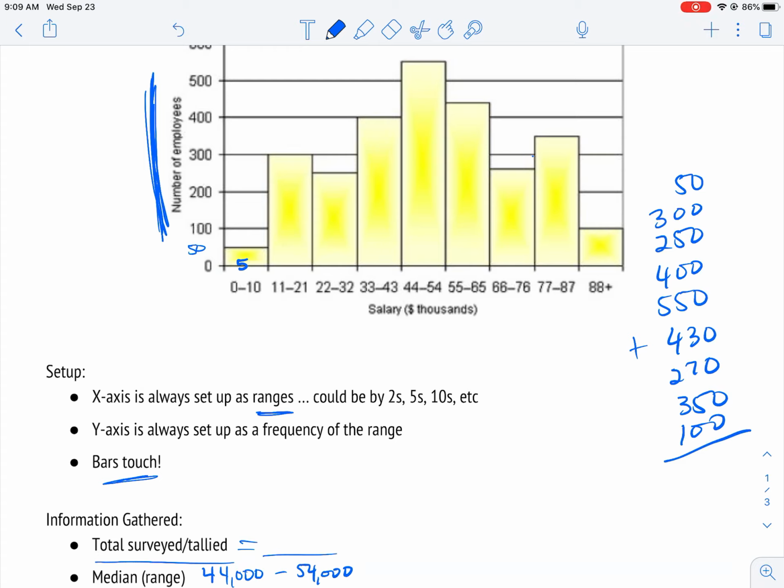Between 11 and 21, I would probably pick 15, right? 22 and 32, I would pick 27. 30, does that make sense? So you're picking a number kind of in between. Here, 44 and 54, let's pick 48.